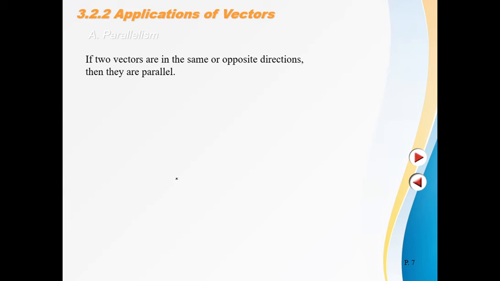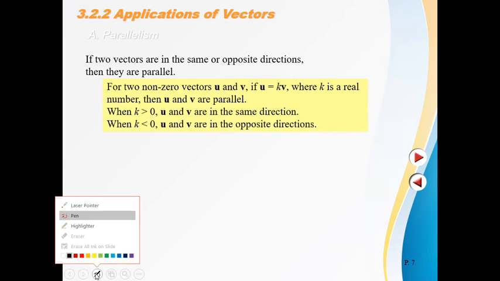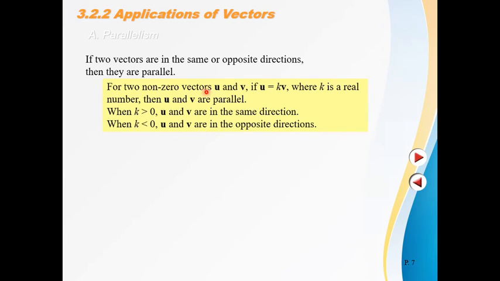Okay, so let's talk about parallelism in vectors. If two vectors are in the same or opposite direction, then they are parallel. So in parallelism of two vectors, there are things you should be looking out for. For two non-zero vectors u and v, if we say u is equal to kv, where k is a real number, then it means that u and v are parallel. They are parallel, that is, they cannot meet each other at any given point in time.